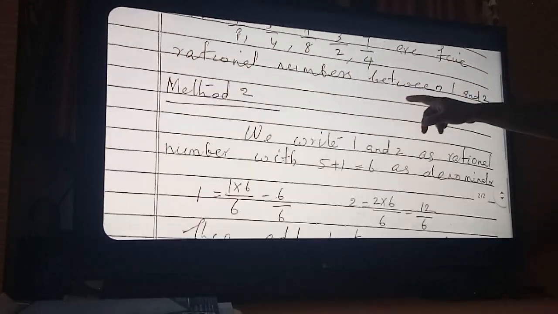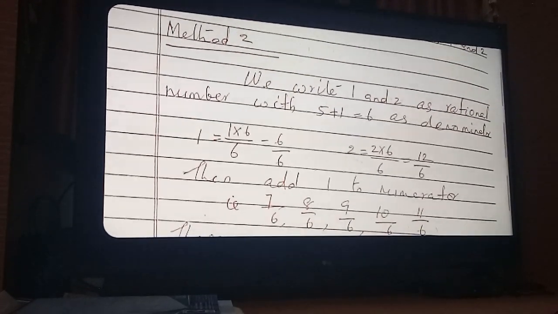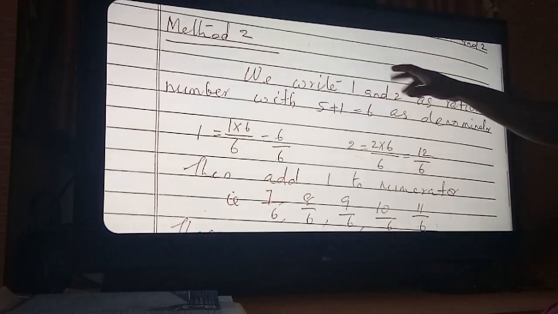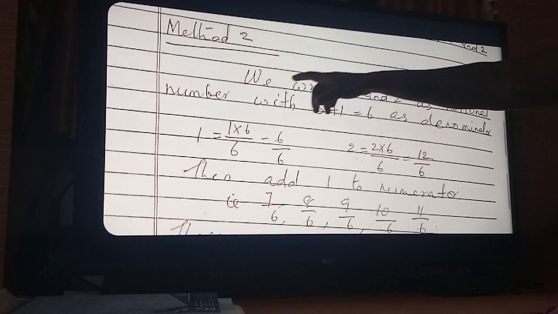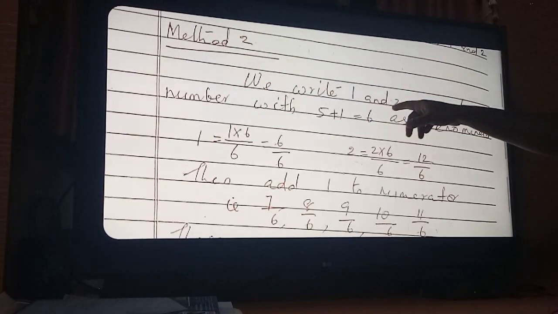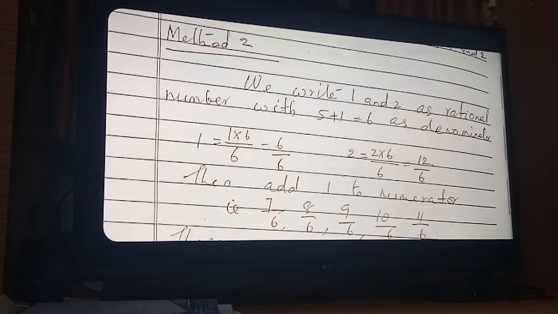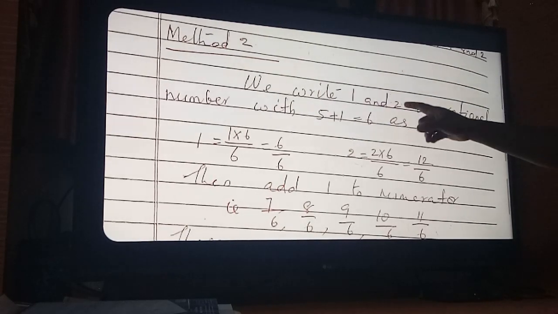Second method, method 2. Method 2 also I will explain, then you decide which method is easy. Method 2, see here, we want to find rational numbers between 1 and 2. So first we will write 1 and 2 as rational numbers. And here how many rational numbers do you want to find out? 5 rational numbers we want to find out between 1 and 2.